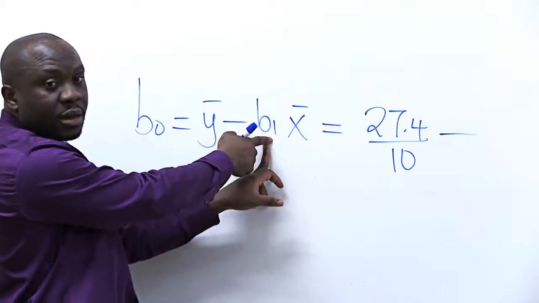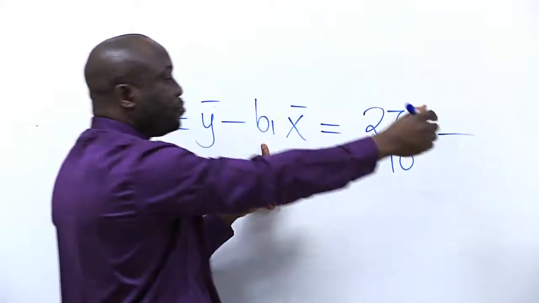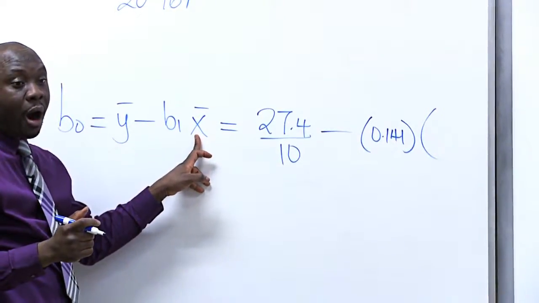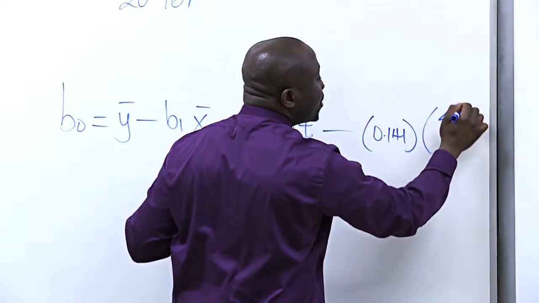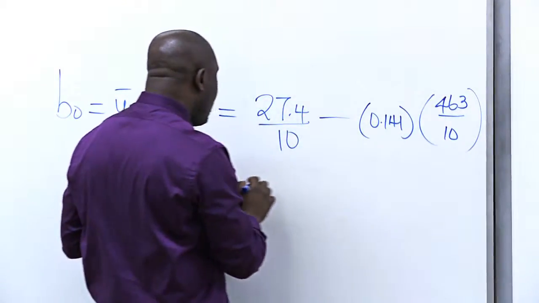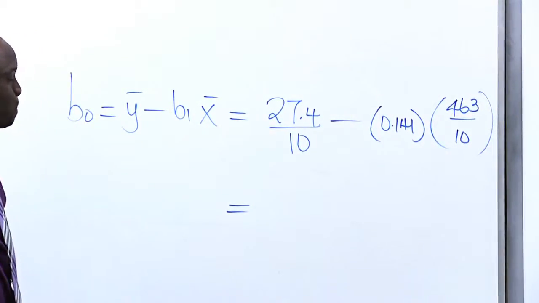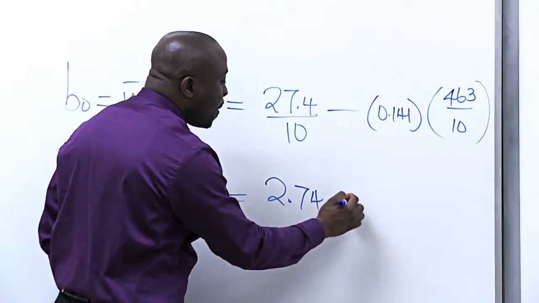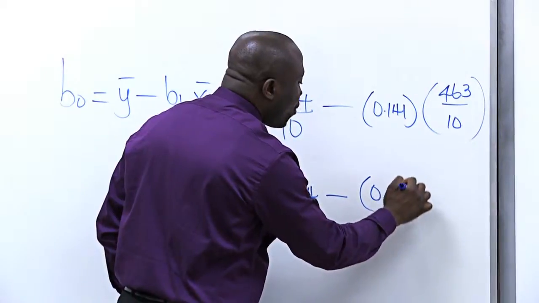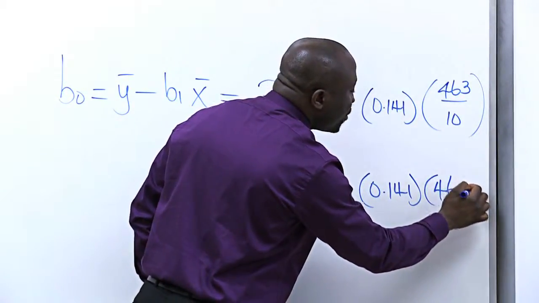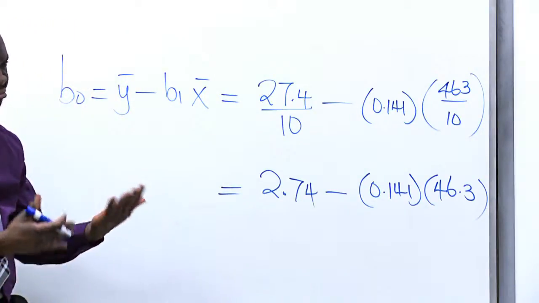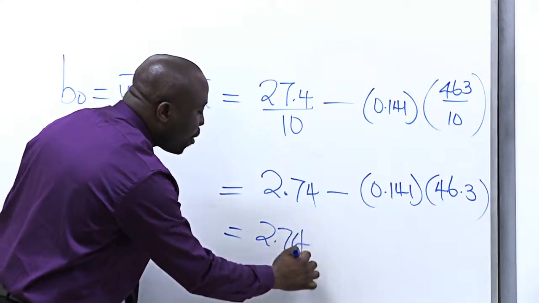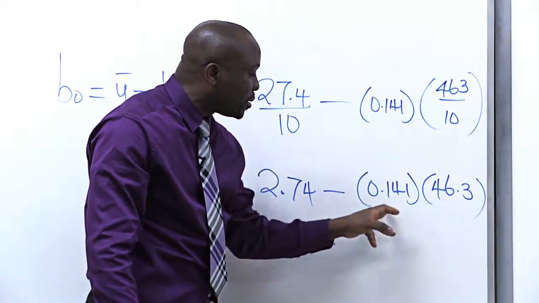Minus B1. That is what we just computed. 0.141 times x bar, 463 over 10. Now this is the same as 2.74 minus 0.141 times 46.3. Any questions on these? Calculator will give you that. This is 2.74 minus, what is the product of these two numbers?